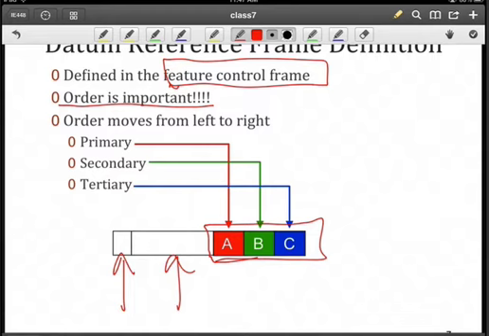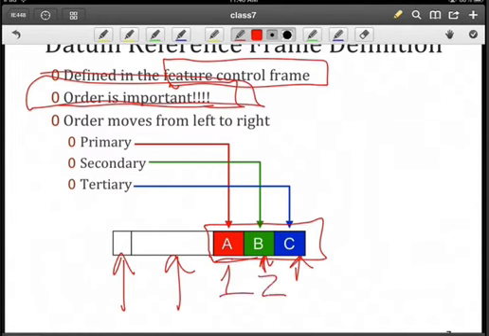Now I've colored these just to indicate that red is the primary. That will have the most impact on your result because you will establish that datum reference frame first, and we'll look at examples of that. Secondary, that will have less of an impact because that has to be arranged with respect to A. And then the tertiary will have the least amount of impact, and that has to be established with respect to A and B. So don't forget, order is important. It goes from left to right. So this is first, second, and third.